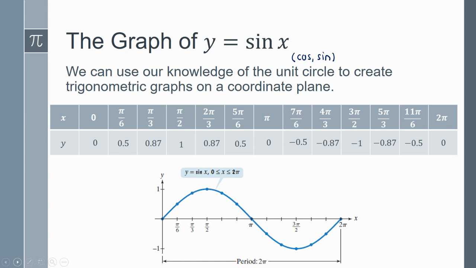Notice how in this picture I'm labeling it, it's called a period of 2 pi. We'll talk a little bit more about that in a second, but understand that the basic shape of a sine graph looks like this: starting at (0, 0), heading up, going back to the x-axis, heading down, and then going back to the x-axis.